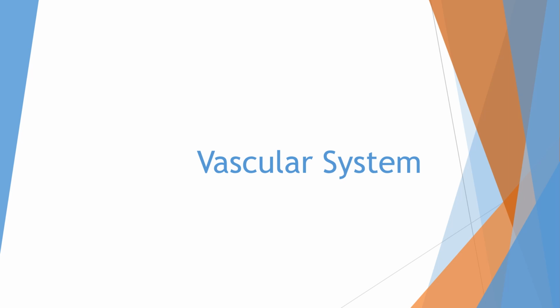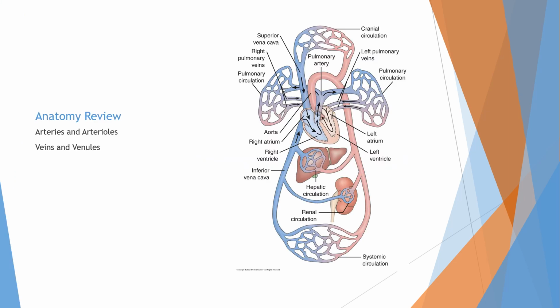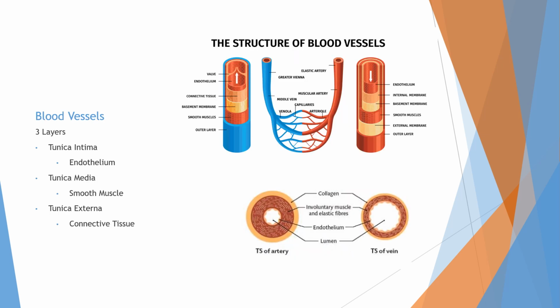We are going to talk on the vascular system. So we have our veins and our arteries. Our big major veins are going to break down into venules, and then we mix here at our capillary beds, where it then enters arterioles into our major arteries.